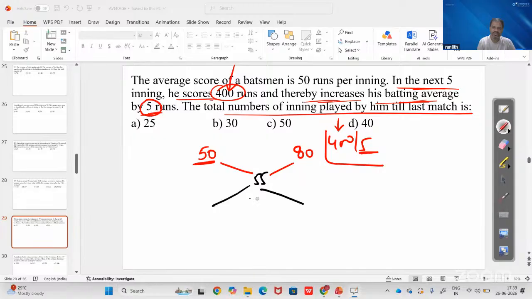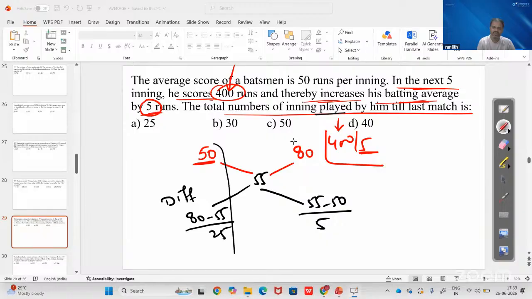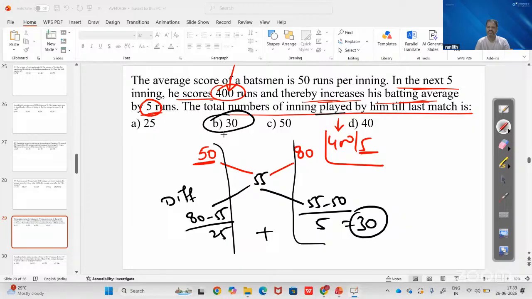Now we need to take the difference. Difference is always positive. 80 minus 55 equal to 25. 55 minus 50 equal to 5. So the total number of matches he played before will be equal to 25. The 5 innings will be equal to 5. Total 25 plus 5 equal to 30. So the answer is 30 matches he played.